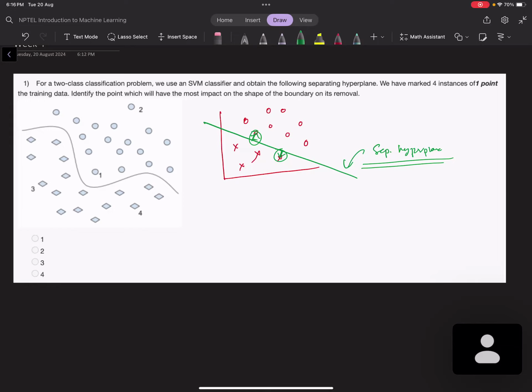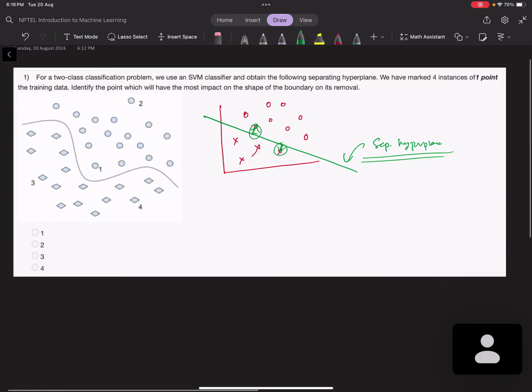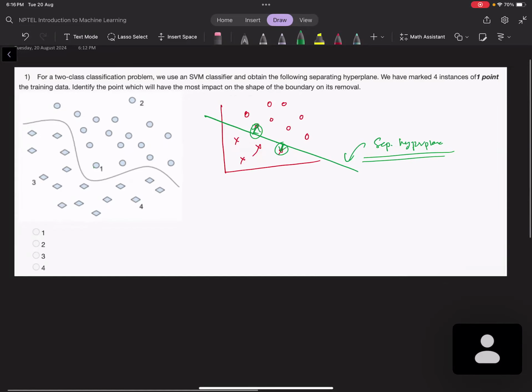The correct answer is 1. The reason is that the nearest point defines the shape, and out of these 4 points, the nearest one is this one. So this will be the support vector, and this will define the shape of the line.